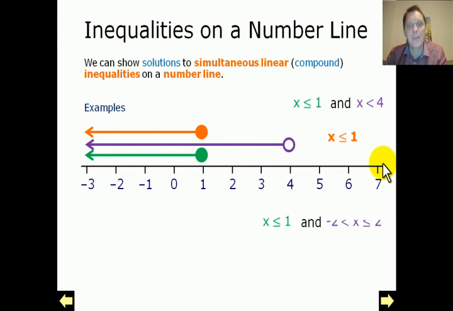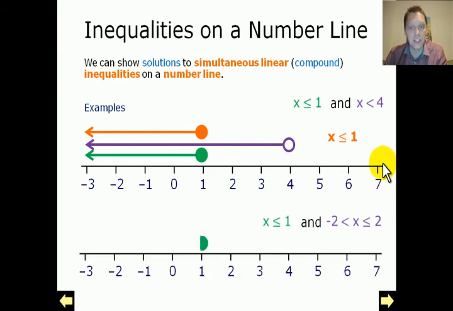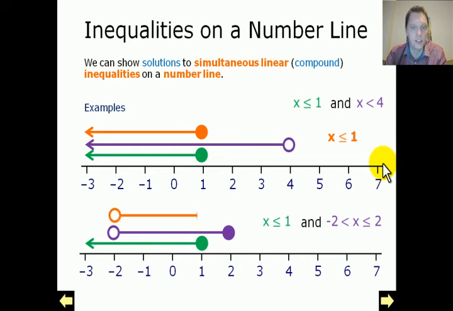And just another example. So x is less than or equal to 1. And minus 2 is less than x, but less than or equal to 2. So our solution here is minus 2, but x is going to be greater than this because of our open circle, and we're going to come up to x being less than or equal to 1 as part of our solution. And again, we could be asked to maybe list the values that satisfy this.